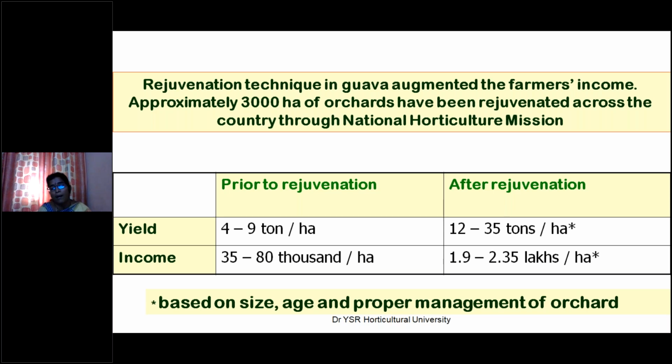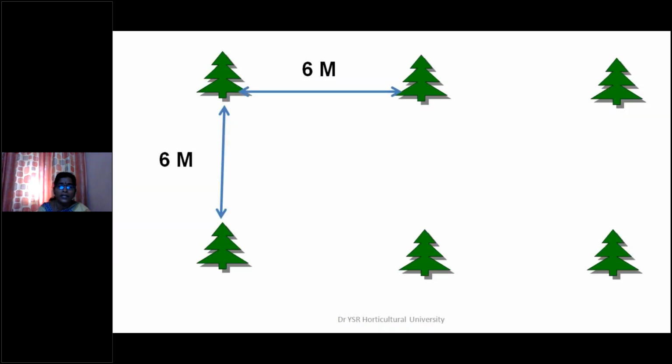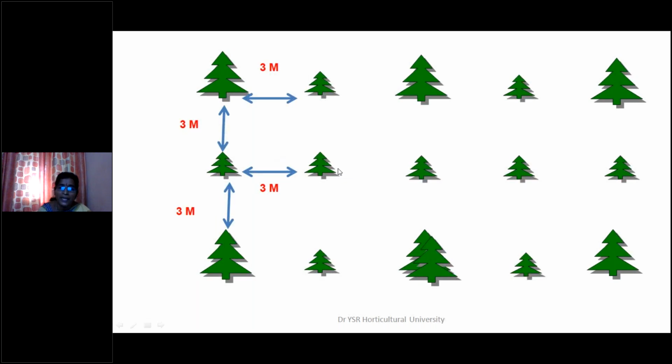Because of the success of this technology, the National Horticulture Mission has given subsidies to the farmers, and they have rejuvenated nearly 3,000 hectares of orchards in the entire nation. I have already told you, we can also convert these rejuvenated plants into high density planting. These are the rejuvenated plants in the traditional method, 6 into 6 meters, and we can convert this by planting new plants.